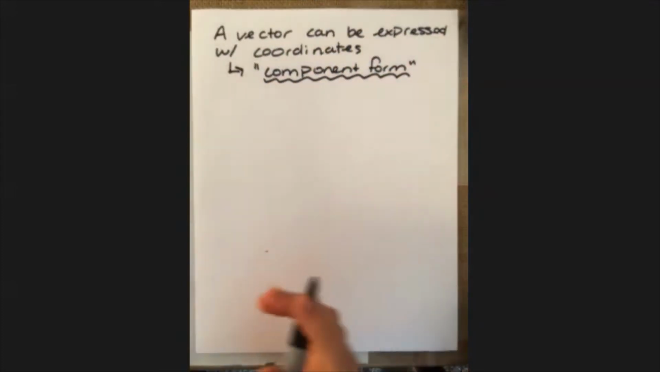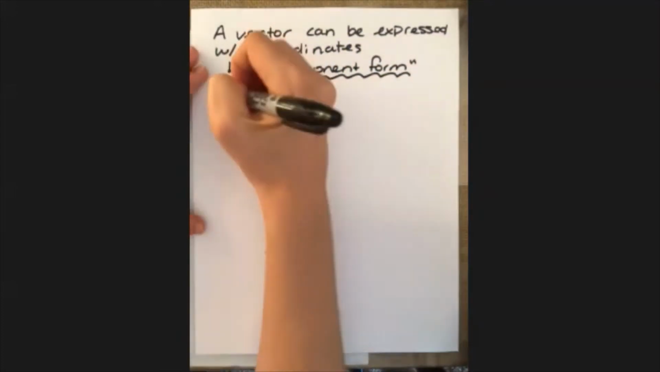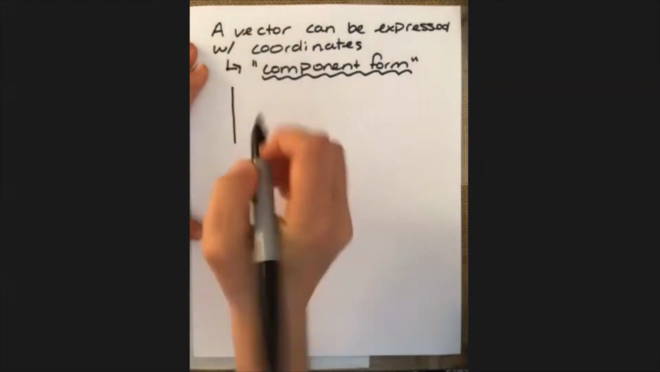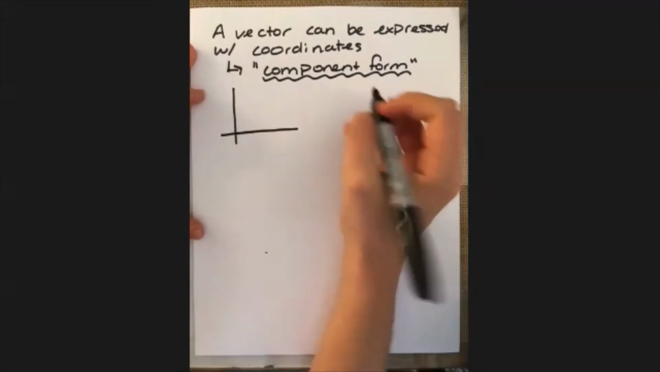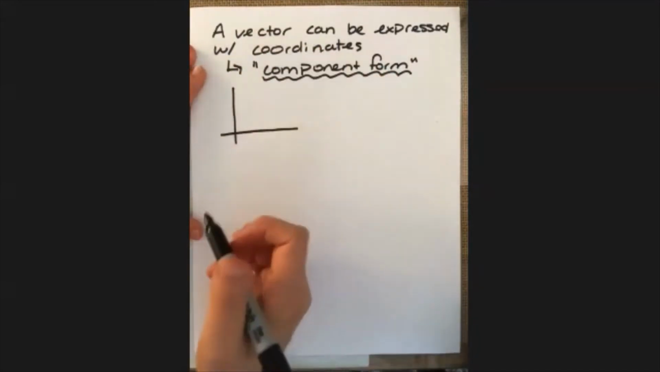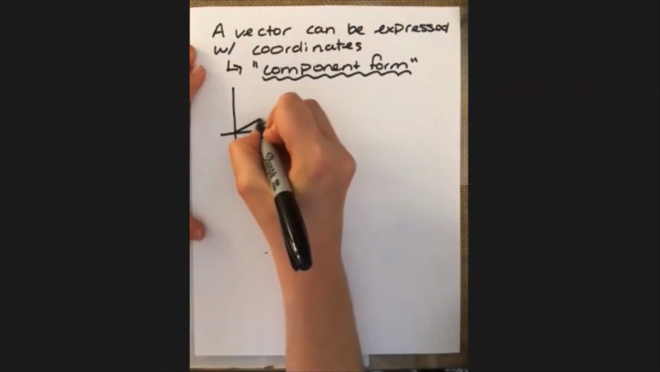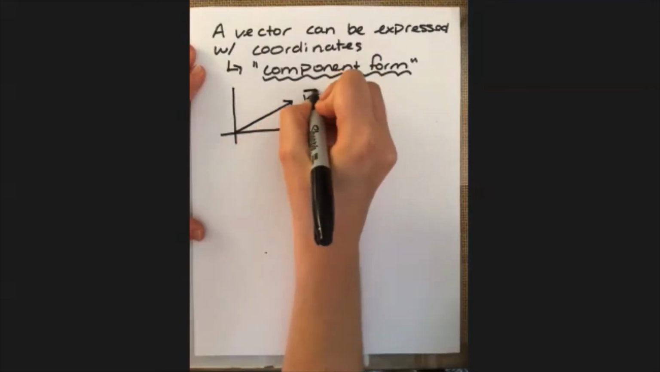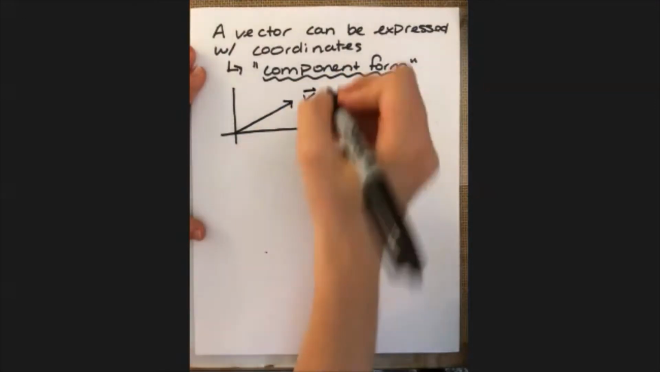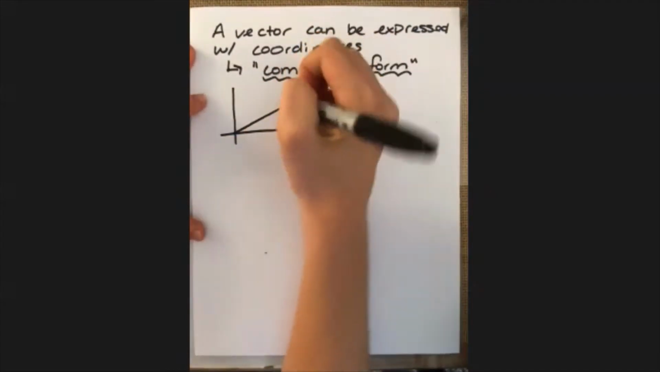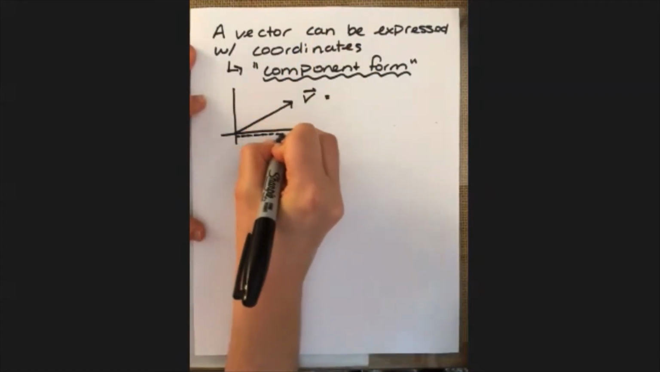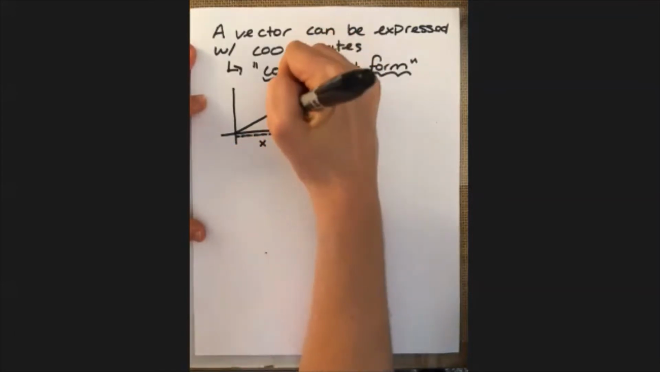And the bottom line is that every vector can be broken down into 2 pieces, or however many dimensions it is that you're working with, which we'll talk about a little bit more later. So if we have this standard coordinate plane here, and we want to draw a vector v on it, like so, what we can do is say, okay, this vector reaches out this direction, but it has an x direction, and it also has a y direction.